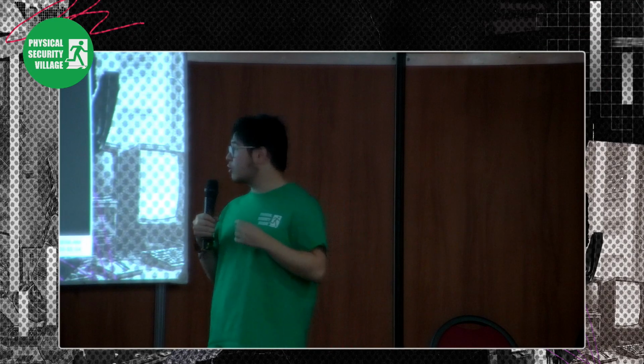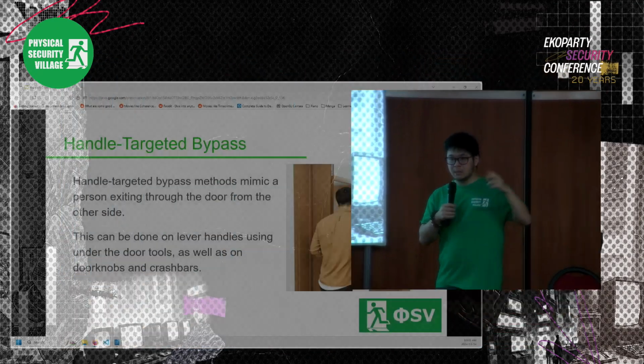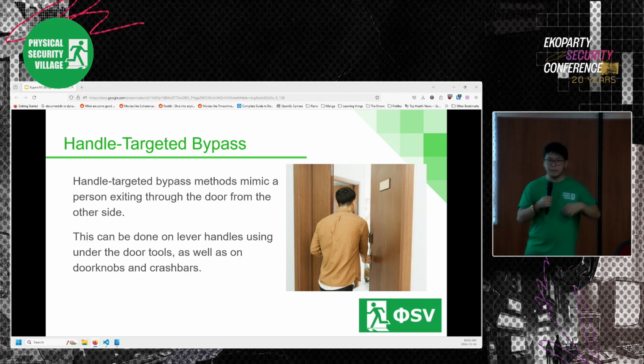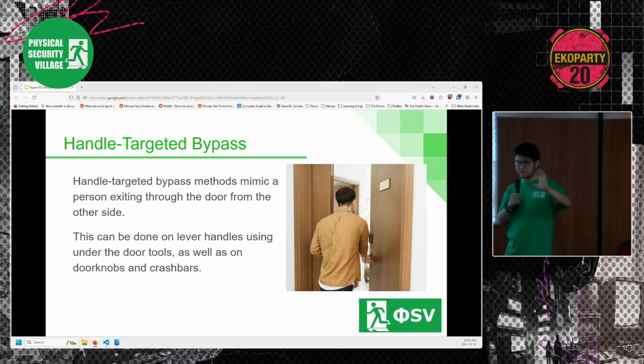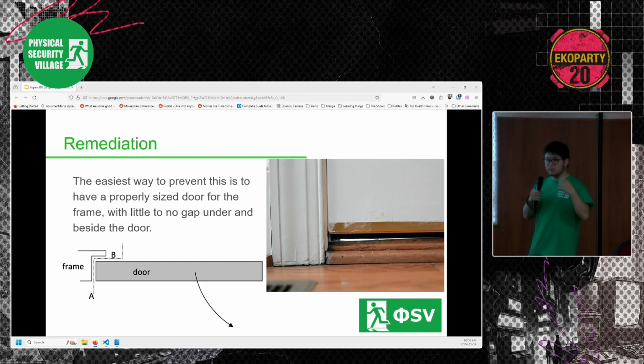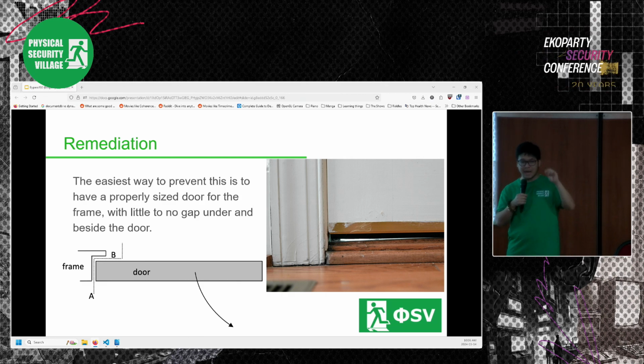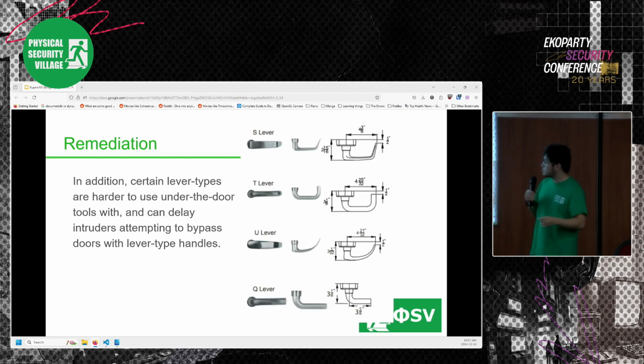So for these handle-targeted bypasses, as I mentioned in the previous presentation, they mimic a person coming in from the secure side to the unsecure side. So from the outside, you're mimicking someone turning the handle and walking outside the door. So one of the easiest remediations is preventing this gap that is needed for the under the door tool to fit under from existing. You can do that in a couple of different ways.